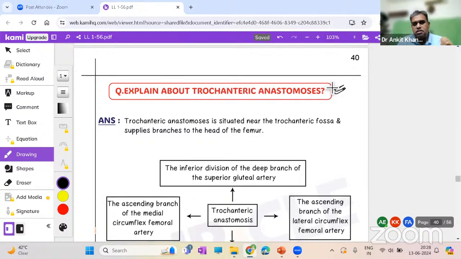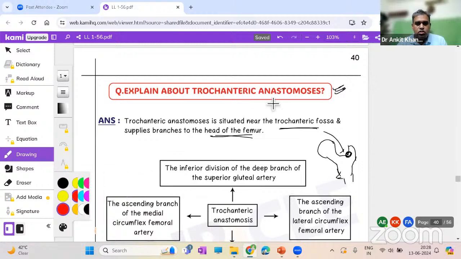So what are these anastomoses? Let's understand. The trochanteric anastomosis is situated near the trochanteric fossa. If you look at the femur, you have the head of the femur, then the neck, the greater trochanter, and a small lesser trochanter. Somewhere over here lies the trochanteric fossa, and there you have a vascular anastomosis near the trochanteric fossa, which supplies the region around the head of the femur. That is what the trochanteric anastomosis is. Now the question is, which vessels contribute to the formation of the trochanteric anastomosis?